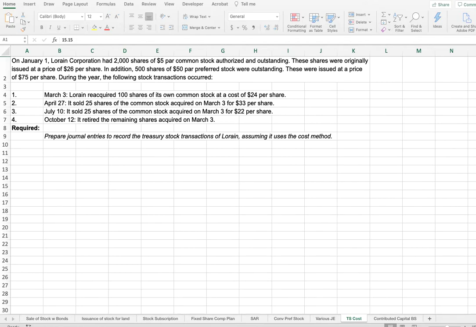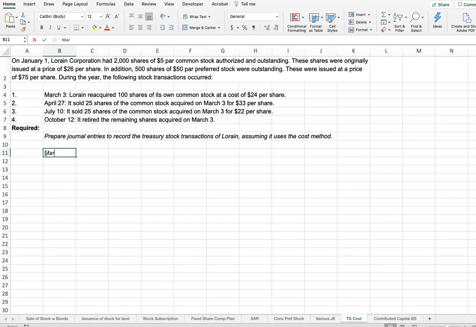March 3rd, Lorraine reacquired 100 shares of its own common stock at a cost of $24. April 27th, it sold 25 shares of the common stock acquired on March 3rd for $33. July 10th, we sold 25 of those shares for $22. And October 12th, we retired the remaining shares acquired on March 3rd. Prepare the journal entries to record the treasury stock transactions of Lorraine, assuming it uses the cost method.